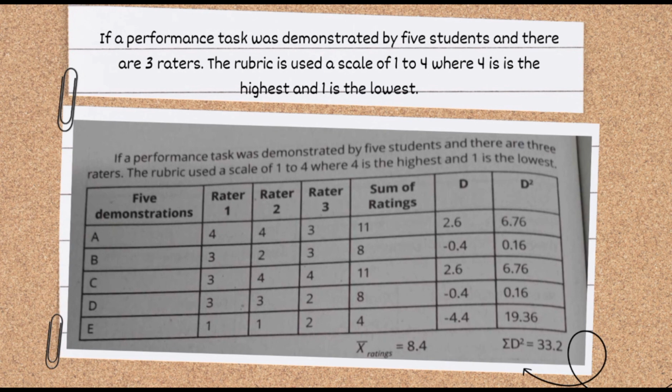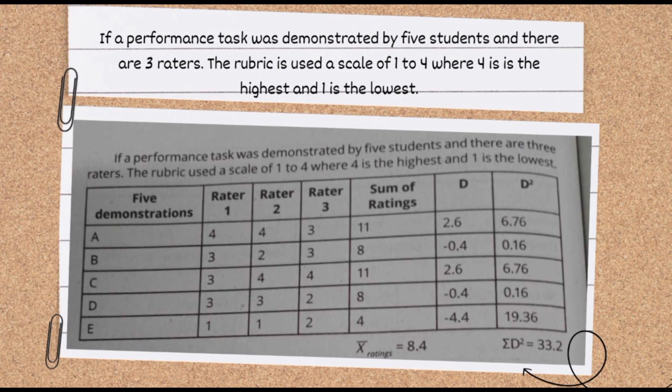Now, to get the D, the mean is subtracted from each of the sum of ratings. We subtract the mean from the sum of ratings of every demonstrator. For example, for the first demonstrator, demonstrator A, 11 minus 8.4, and the answer would be 2.6. The same process is used to get the D of the other demonstrators.